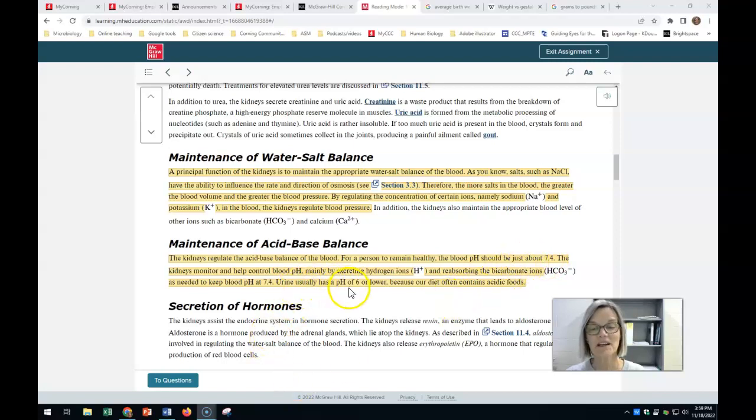Here it says the urine usually has a pH of 6 or lower, because we tend to eat more acidic foods than alkaline foods, but that pH will be influenced by what foods you eat.